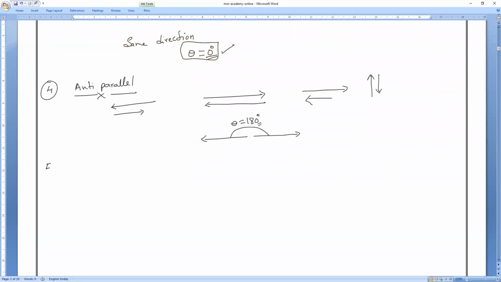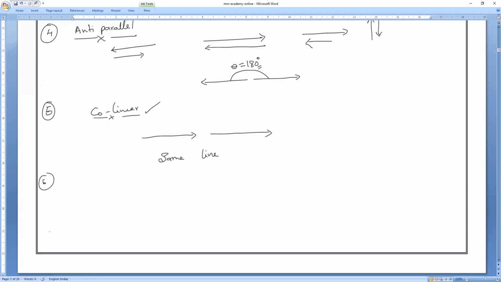Next, the fifth type of vectors, collinear vectors. Collinear vectors means two vectors are in the same line and in the same direction. All of you remember that? They must be in the same line as well as the same direction, and they are called collinear vectors.